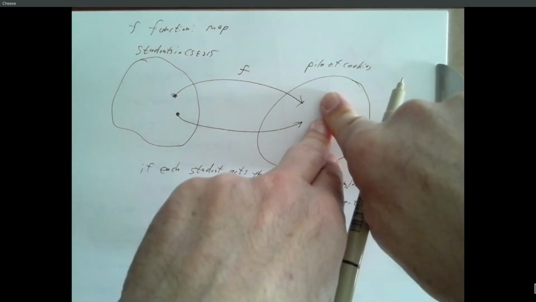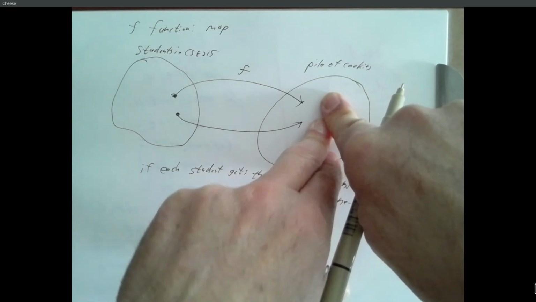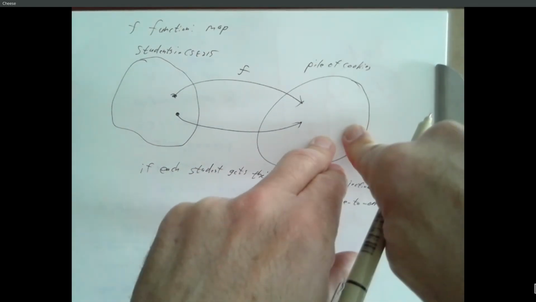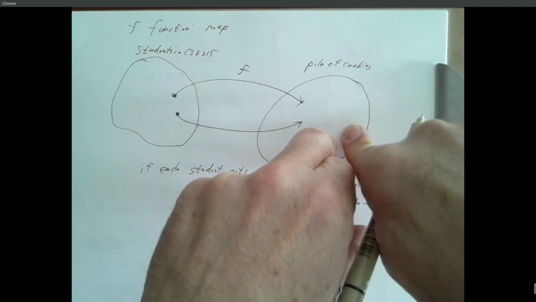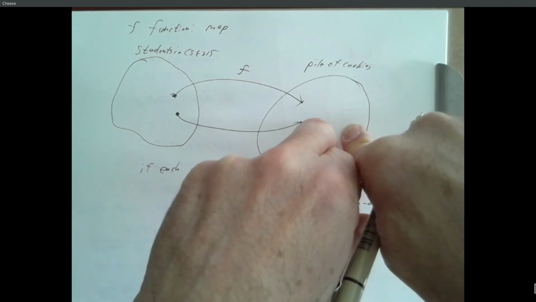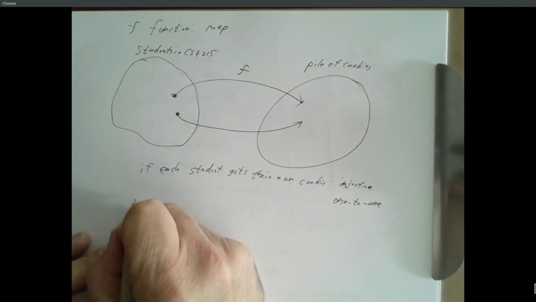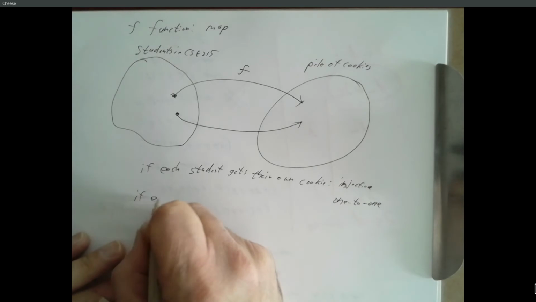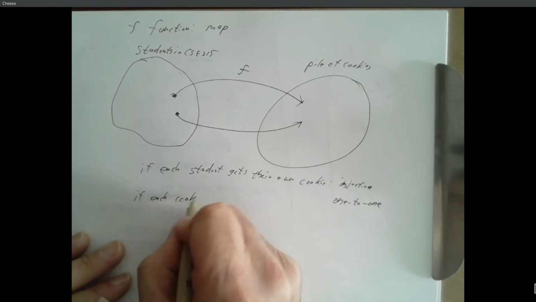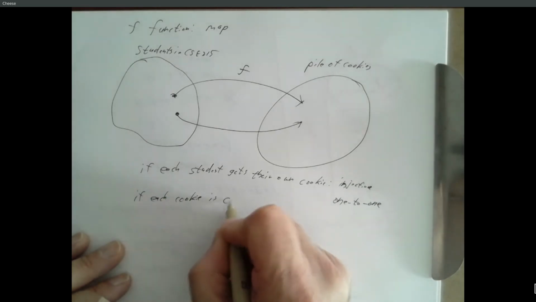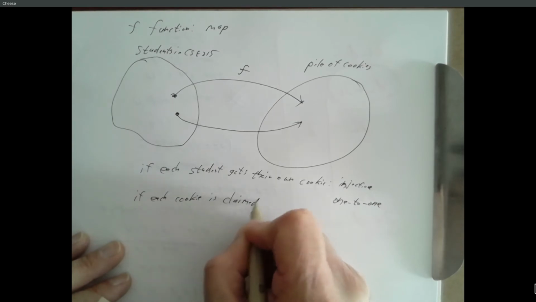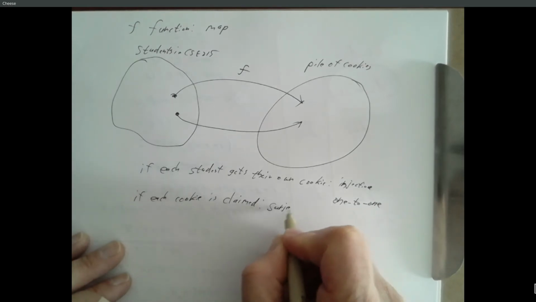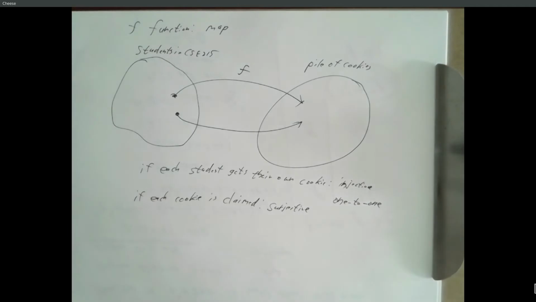That's injectiveness. Surjectiveness means every point over here gets mapped to by something. In other words, all the cookies are claimed. So if each cookie is claimed, that's surjective. And those are independent of each other. Surjective is also onto.